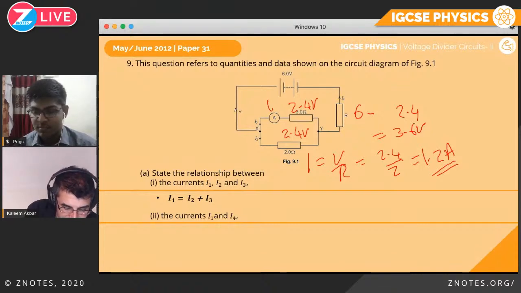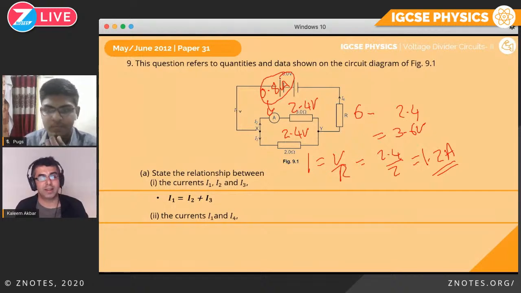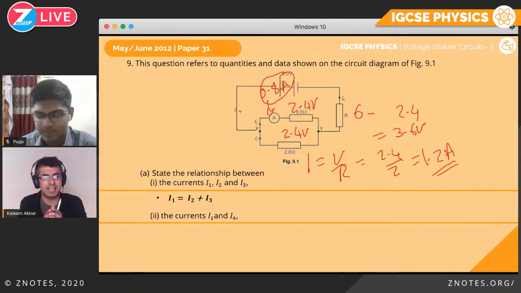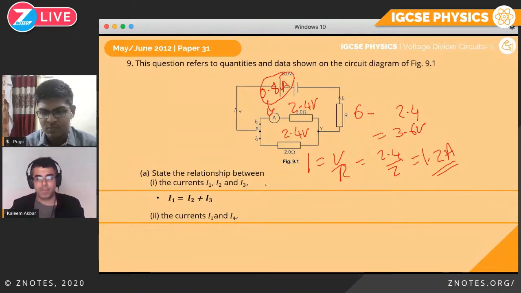So guys, if that's 0.8 and the bottom one's 1.2, what do you think the total current is? What do you think I1 is? I1 should be 2. What do you think I4 is? Well, if I1 is 2, I4 is 2. This is what I mean by understanding these black dots, these charges. They get to the junction, they split, and then they come back around and join together again. Okay? Let's move on.